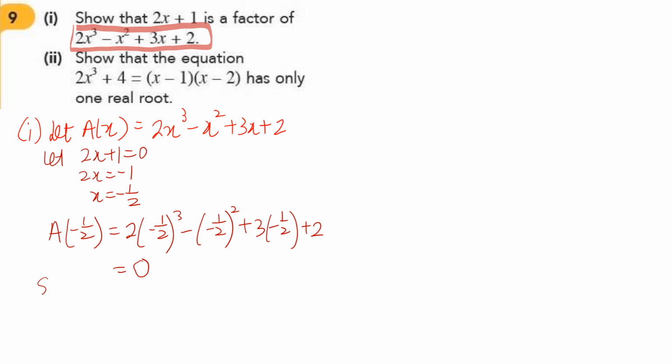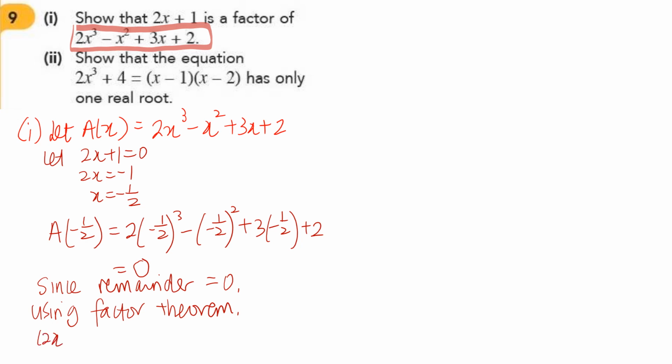We just say that since the remainder is equal to 0, using the factor theorem, 2x plus 1 is a factor of a of x. Alright, so that's just part 1.